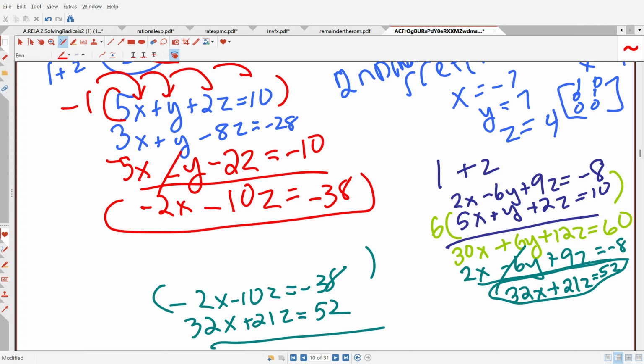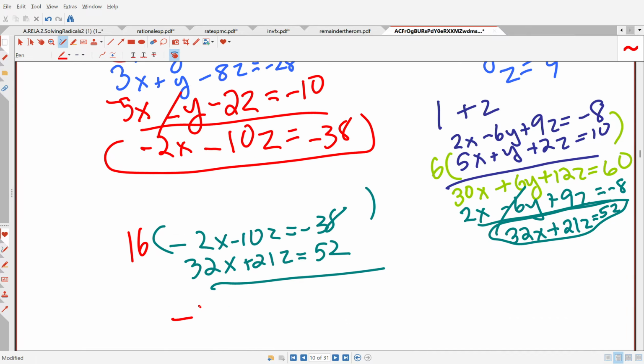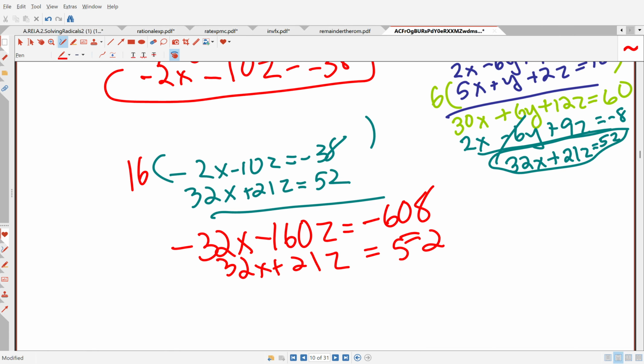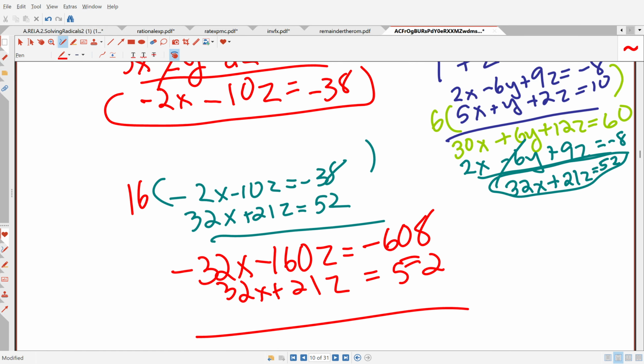You got to make it a 32. 32, yeah. So 16, right? Because 16 times 2. It's kind of 30. Yeah. So this would be -32x minus 160z, and I have no idea what 16 times -38 is. I'm getting -608. I don't like these examples. They're huge numbers. These are not from the Regents. Like, these are just, I don't even know. I think that's why she just makes her own problems.